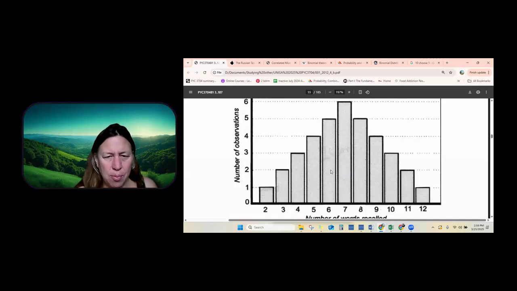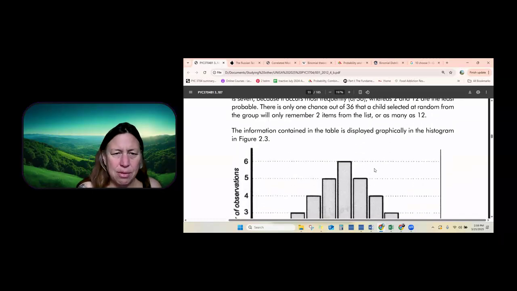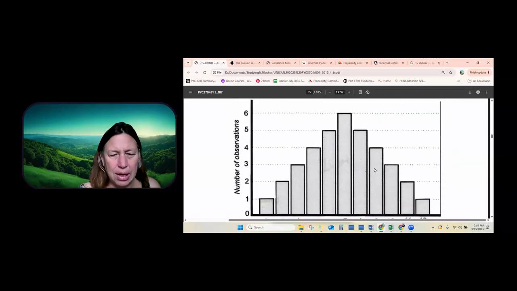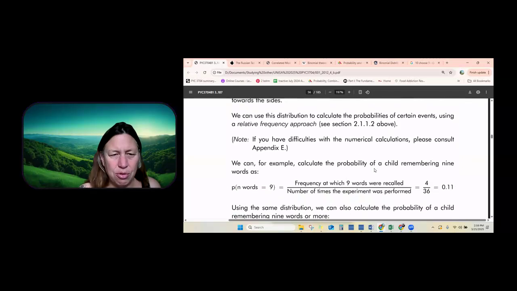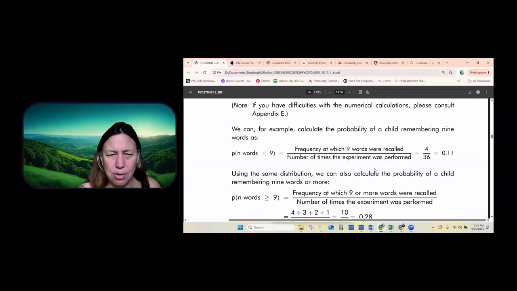So roughly 2/3 of the children will have remembered about that many words. Okay, that's your standard distribution around the mean. Once you have that, then you can go on to calculate how many children remembered how many words.